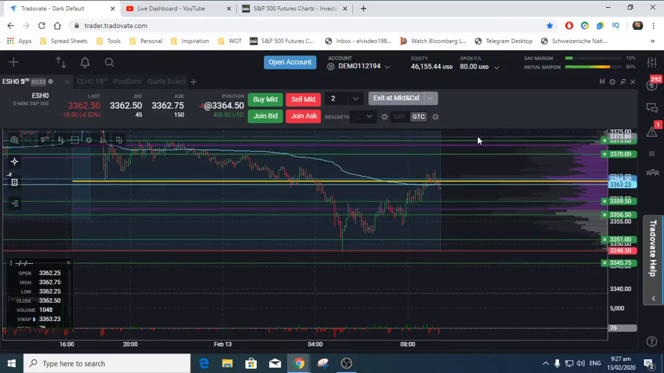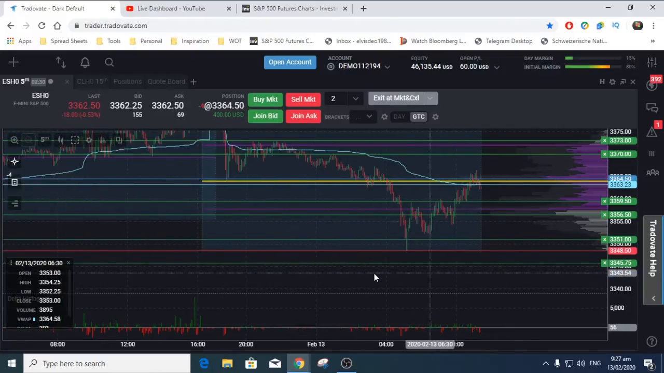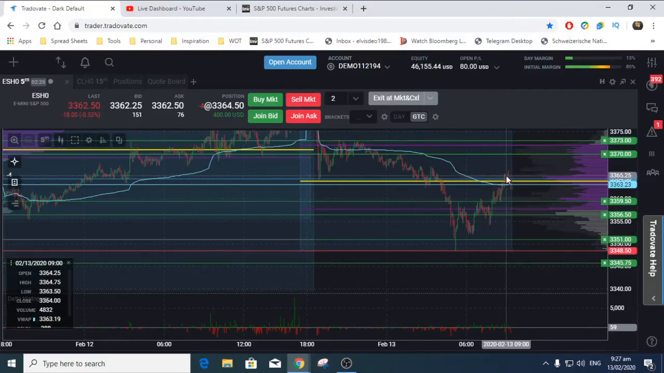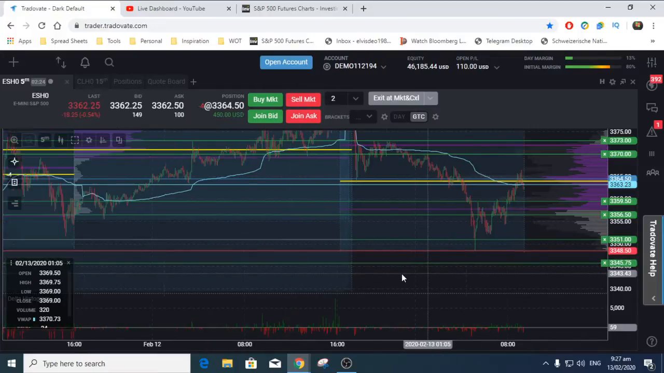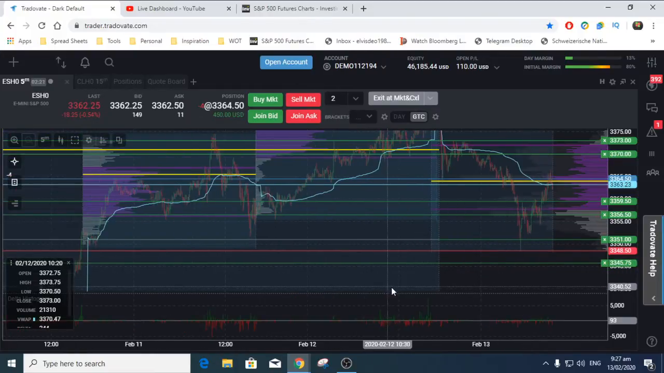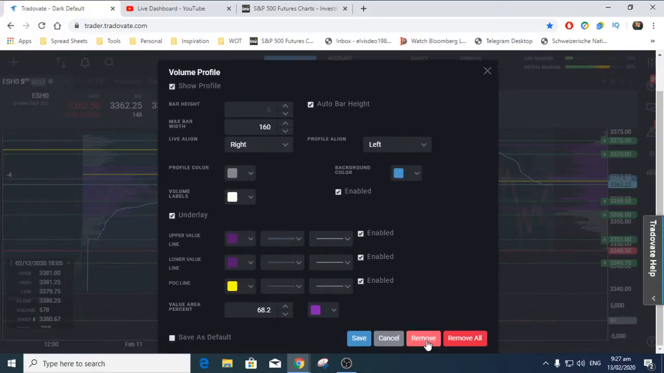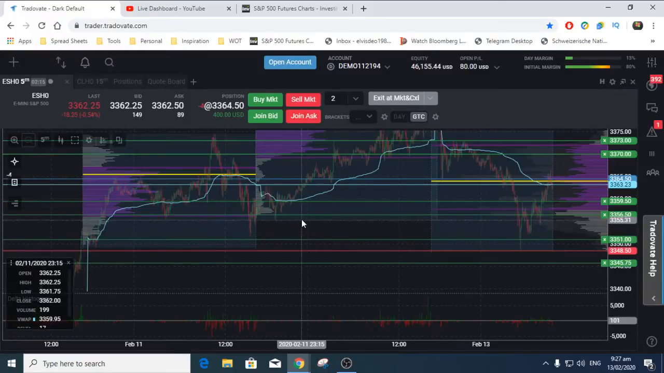You can see where nodal values, active ranges, and liquidity are right around that area here. So make sure you identify this area. I'm going to remove some of these profiles to make it clean. I'll just leave the active day profile on.